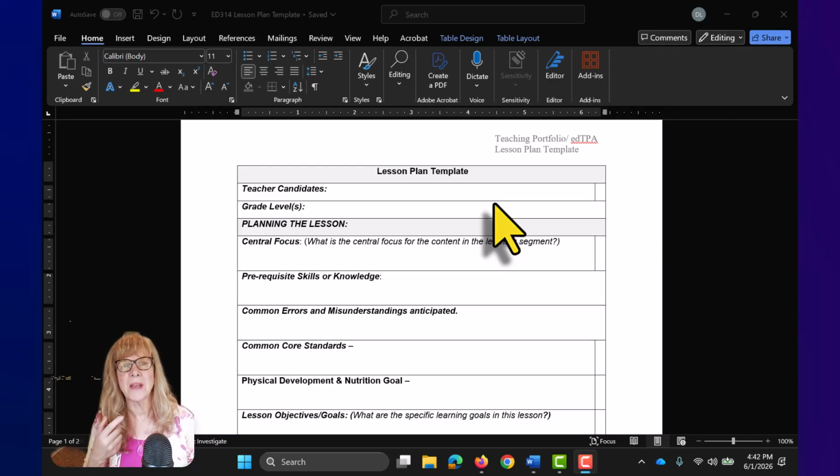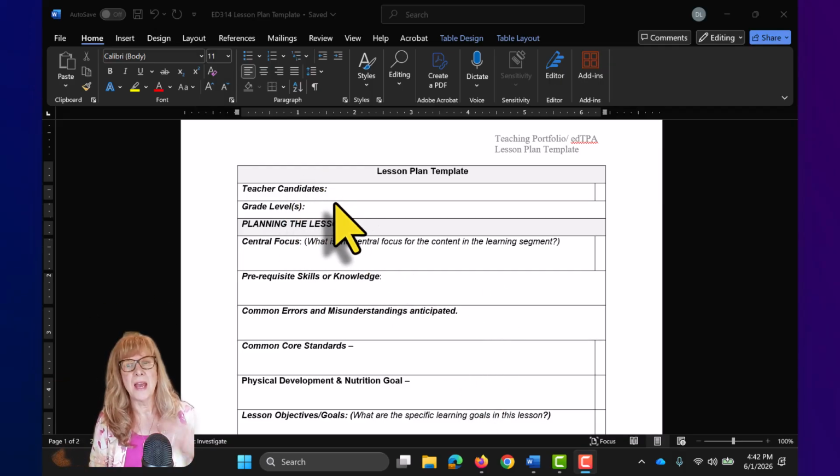So as you can see here, we have the first part of the lesson plan showing. I'm just going to walk you through each section and give you some tips on how to fill it out. Obviously, you're the teacher candidate, and so your name goes in that first box. The second box is for the grade level that you choose to create a lesson plan for. First, second, third, whatever it is. Put your grade level or grade levels there.